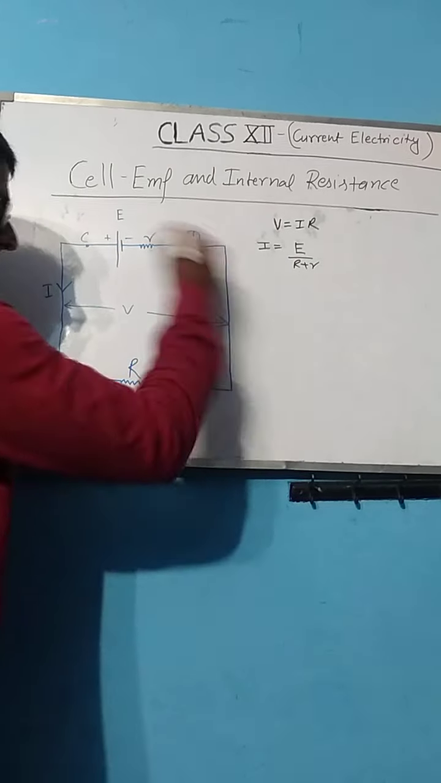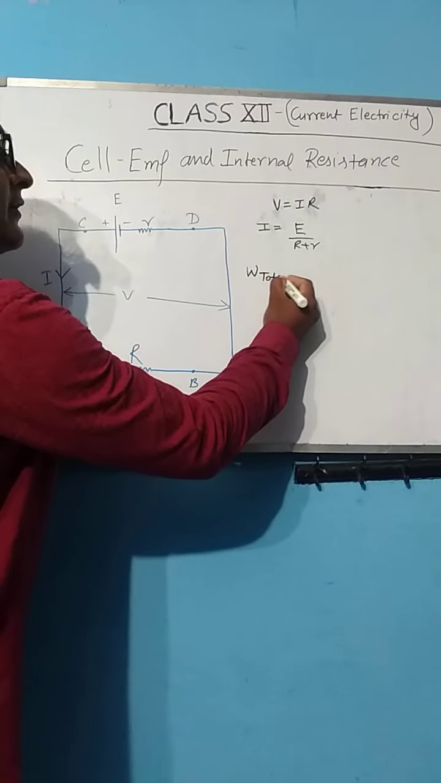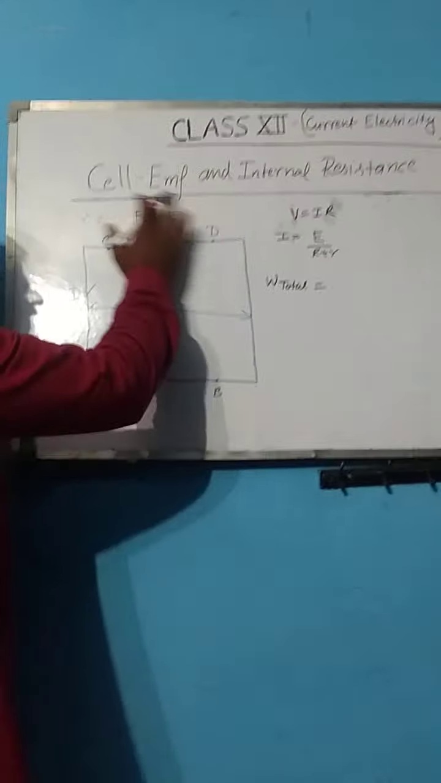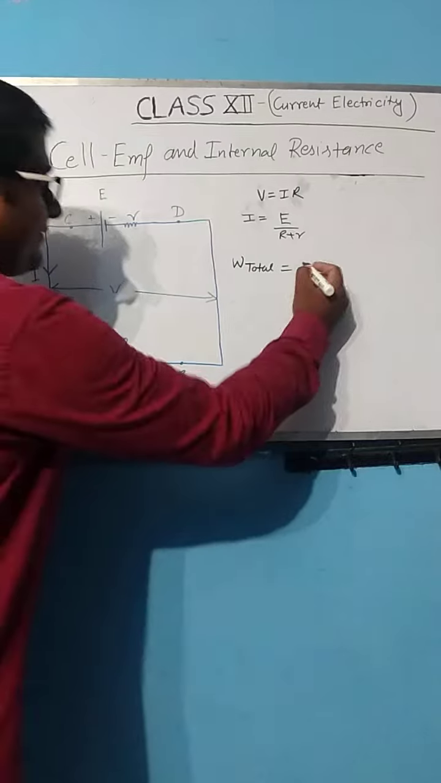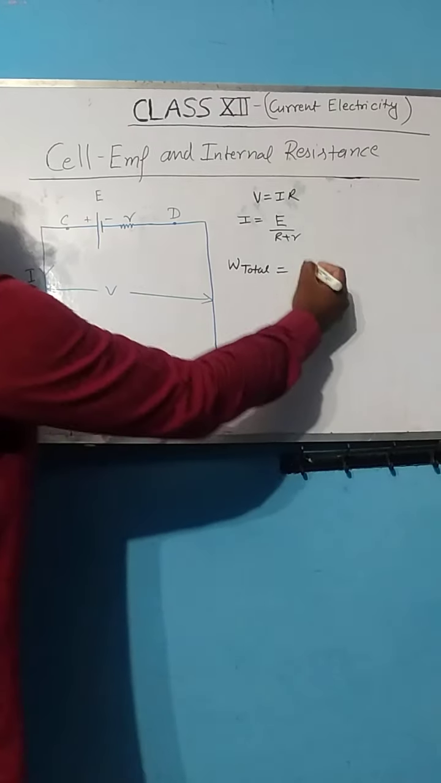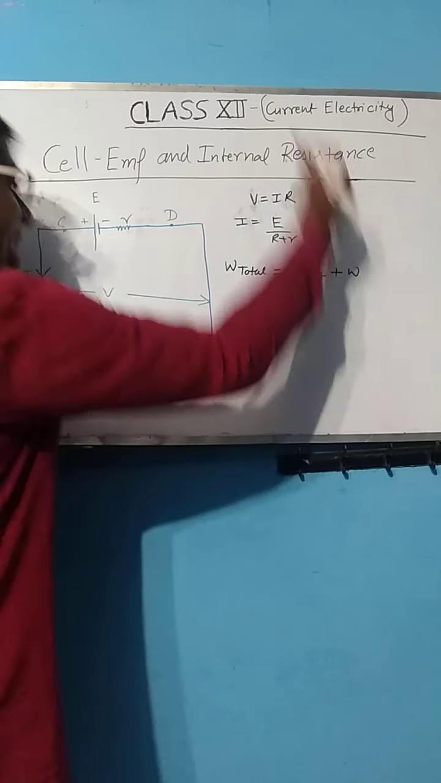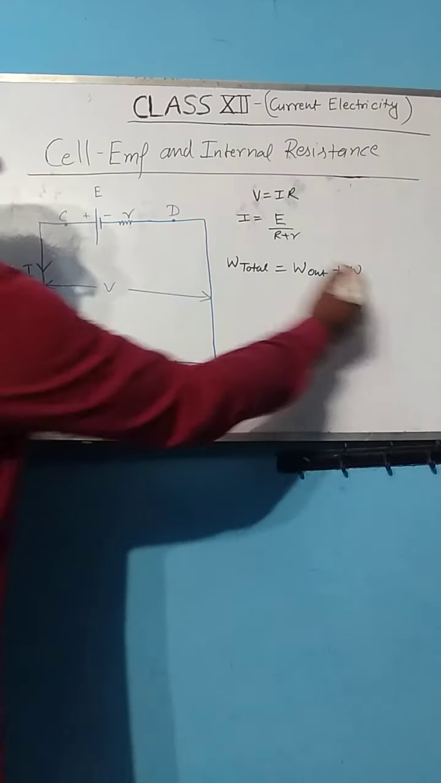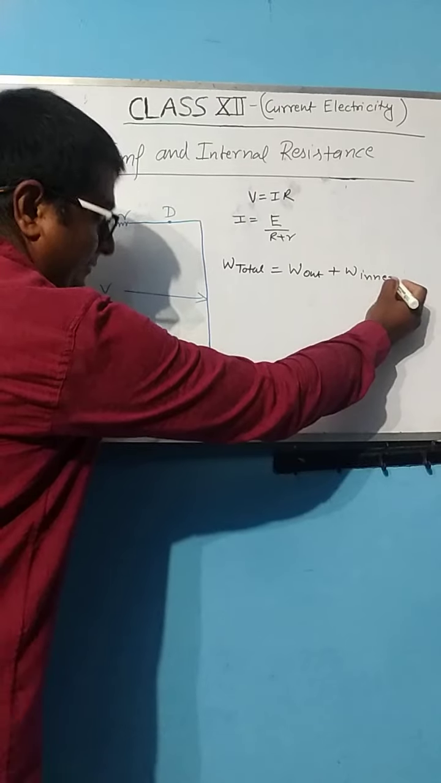So the total work done in the circuit is given by the external and internal parts of the cell. So work done outside of the circuit plus work done inside of the circuit. This is the cell, the inside of the circuit, so the work done by the inner part.